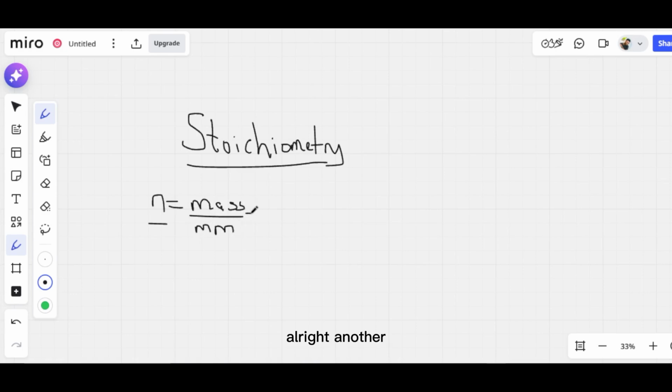All right. Another formula is volume at STP over molar volume. Another formula is concentration times volume. But if this volume is in centimeter cube, then you have to convert it. So you say CV over 1000.